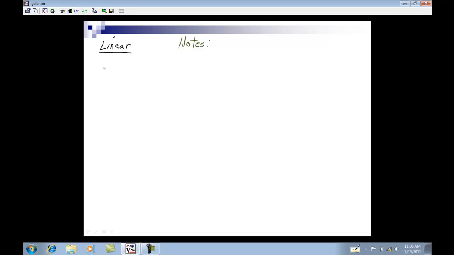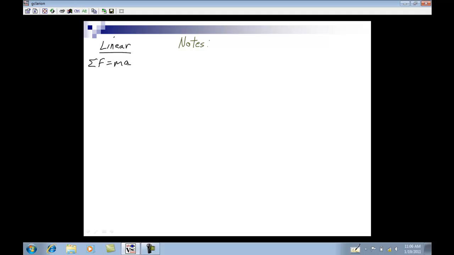Actually, I'll ask you guys, what's Newton's second law written out in the linear version of it? What's that? Yeah, that's right. The sum of the forces equals the mass times acceleration. So we're going to look at both of those versions.